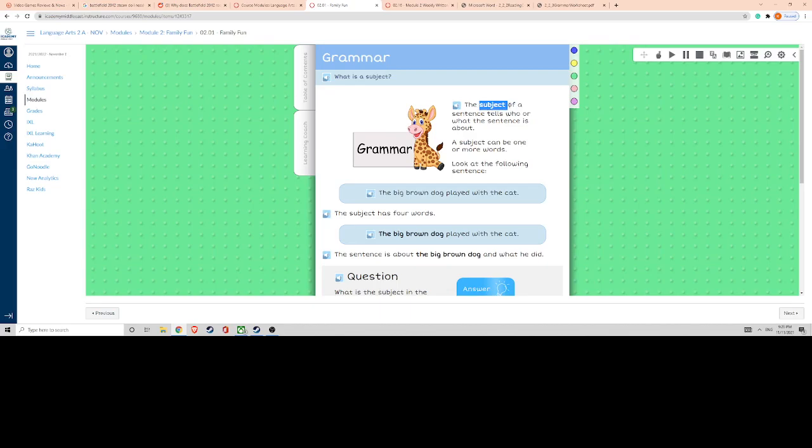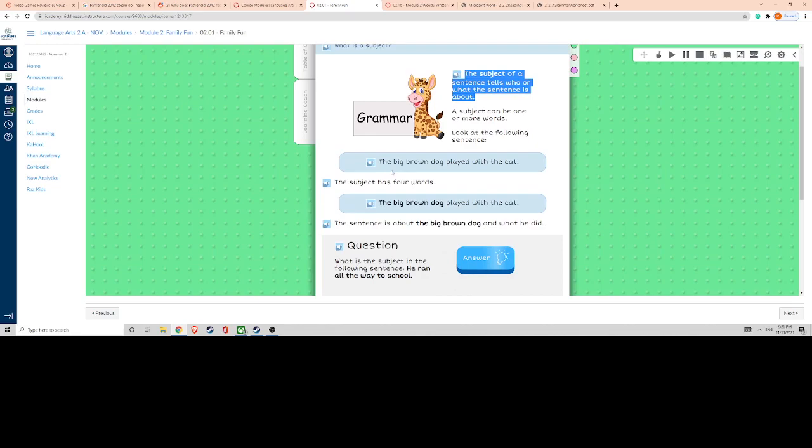Okay? So the subject of a sentence tells you who or what the sentence is about. So when I say I am eating a sandwich, what or who is this sentence about? It is the sandwich. So this sentence is about the sandwich, right? I'm eating it. So I am eating the sandwich.